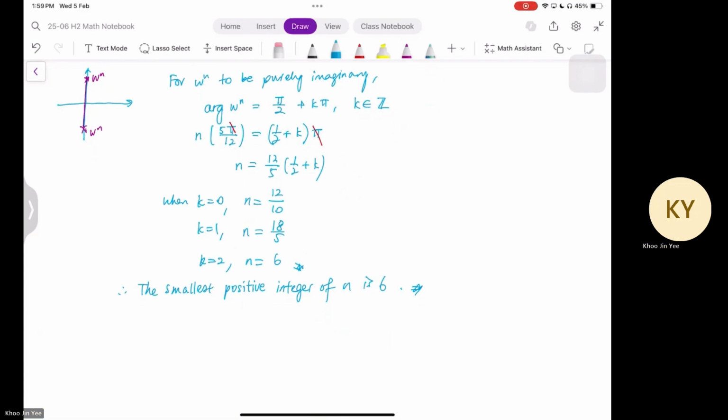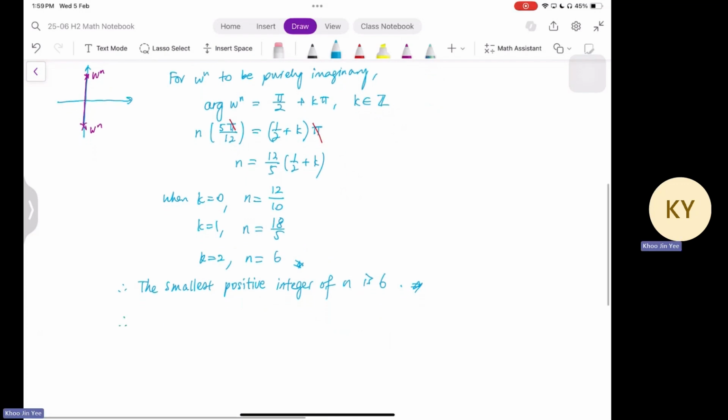Okay. So when n equals 6, they ask us to find the modulus of this. So the modulus of this would be just this modulus raised to the power of 6. So this will be root 6 raised to 6. It will become 36 cube. No, sorry. This would be 6 to the power of 3. Then this would be 216.